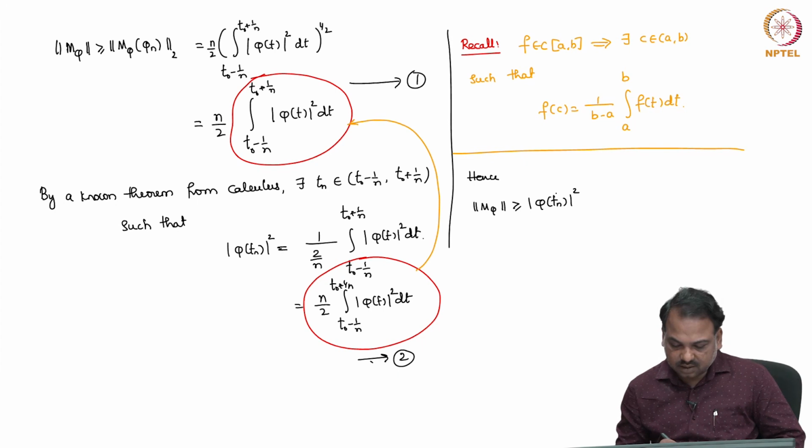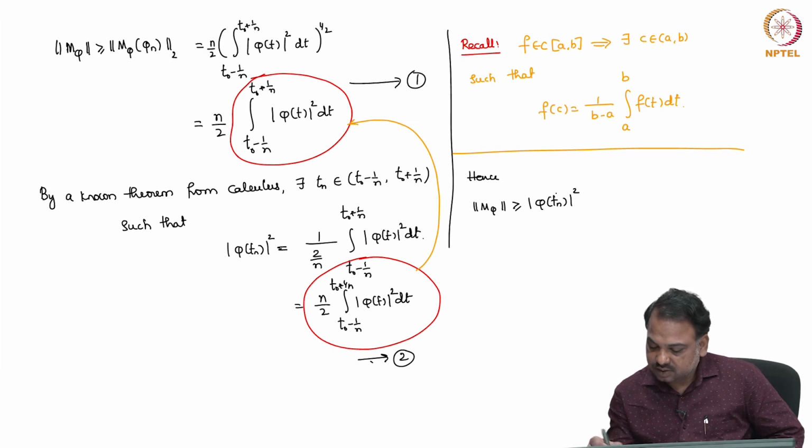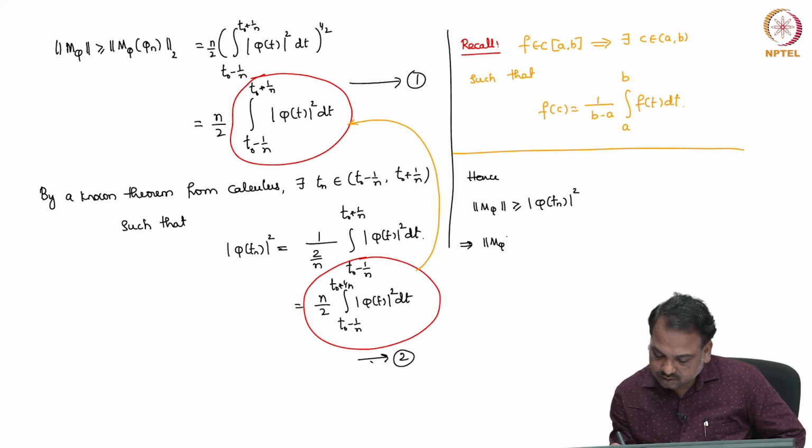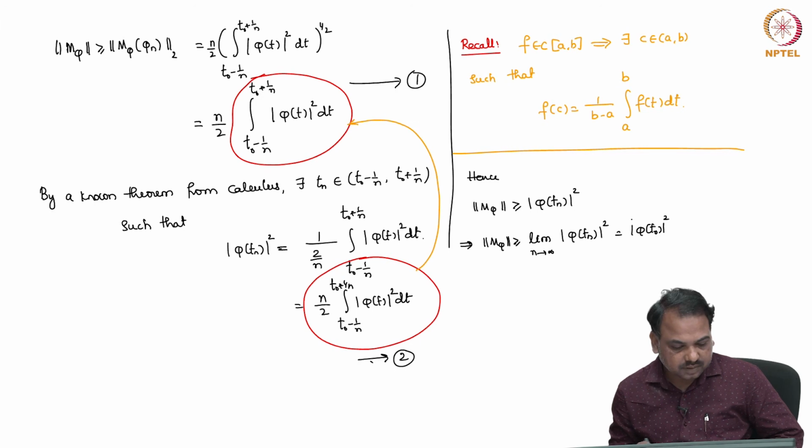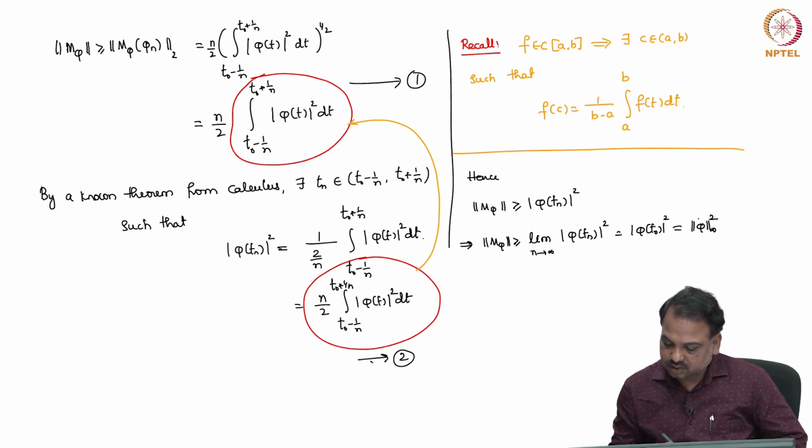Now tn's are coming from the interval t0 minus 1 by n, t0 plus 1 by n. As n goes to infinity, tn converges to t0, and since phi is continuous, we can say that the norm of m phi squared is bigger than or equal to the limit as n tends to infinity of mod phi tn square, that is nothing but mod phi of t0 square, that is the sup norm of phi squared.